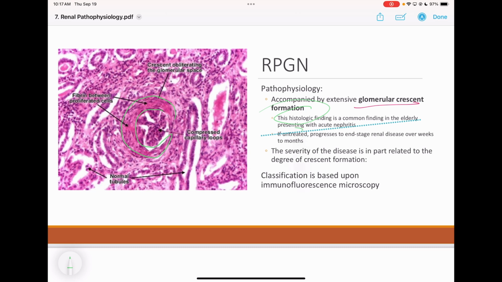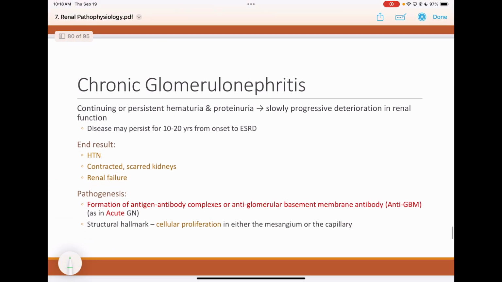If untreated, remember those are always the big ones, it's going to progress to end-stage renal disease over weeks to months. So they're going to be put on dialysis later in life if you don't treat it. The severity of the disease is in part related to the degree of the crescent formation. So the more crescents you see, the more severe that disease is for that patient. And you classify it based on immunofluorescence microscopy.